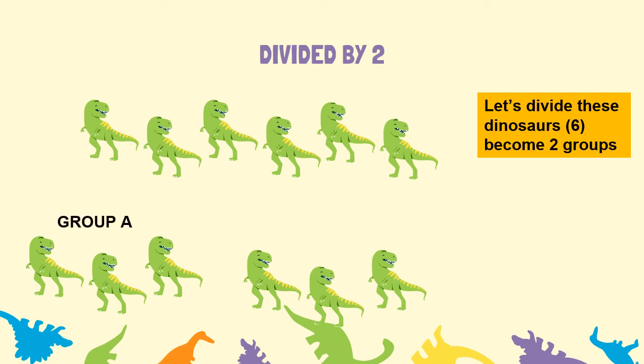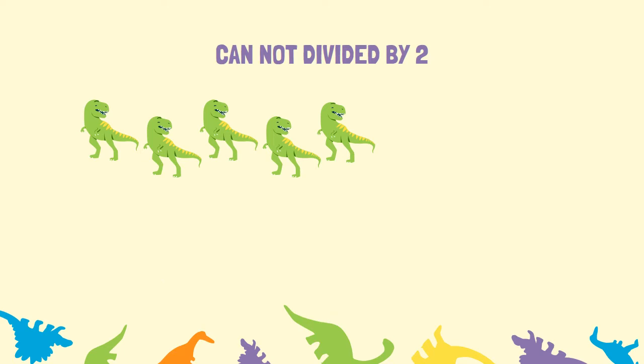So we have 3 dinosaurs in group A, and we also have 3 dinosaurs in group B. We can divide 6 dinosaurs exactly by 2 groups, right? So the number 6 is an even number because 6 can be divided exactly by 2. Okay?